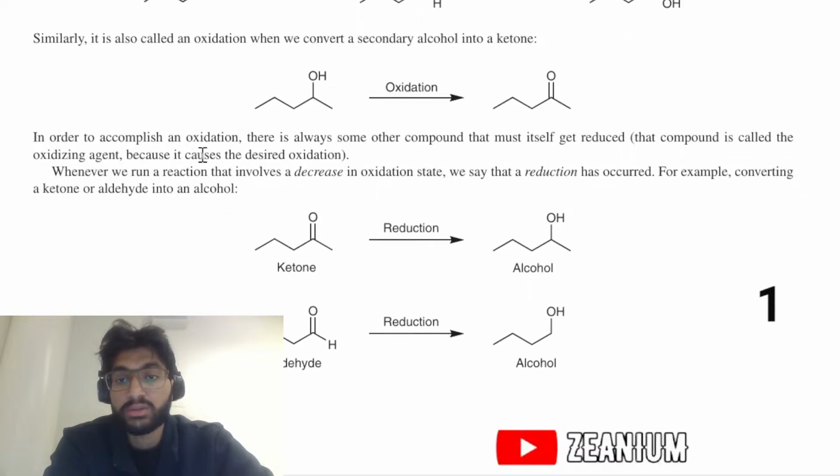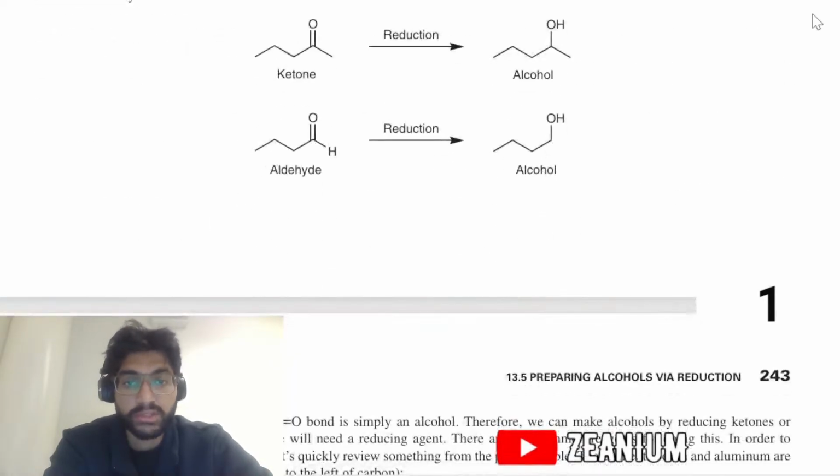In order to accomplish an oxidation, there's always some other compound that must itself get reduced. That compound is called the oxidizing agent because it causes the desired oxidation. Whenever we run a reaction that involves a decrease in oxidation state, we say that a reduction has occurred. For example, converting a ketone to alcohol. So basically, from a ketone to alcohol or aldehyde to an alcohol.